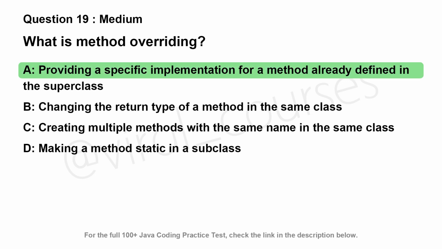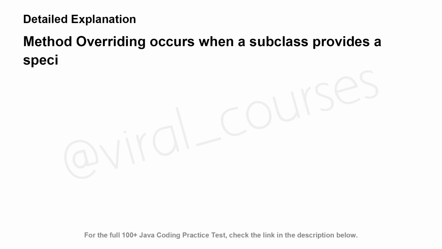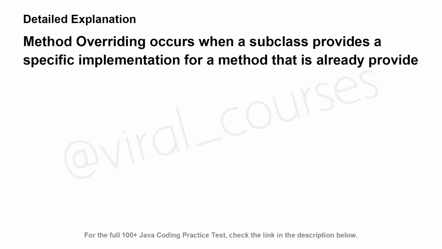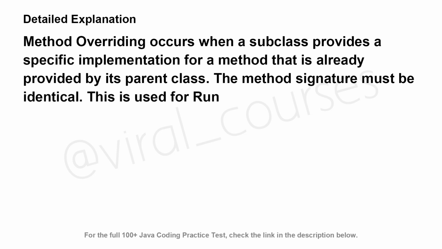The correct answer is A. Method overriding occurs when a subclass provides a specific implementation for a method that is already provided by its parent class. The method signature must be identical. This is used for runtime, dynamic polymorphism.